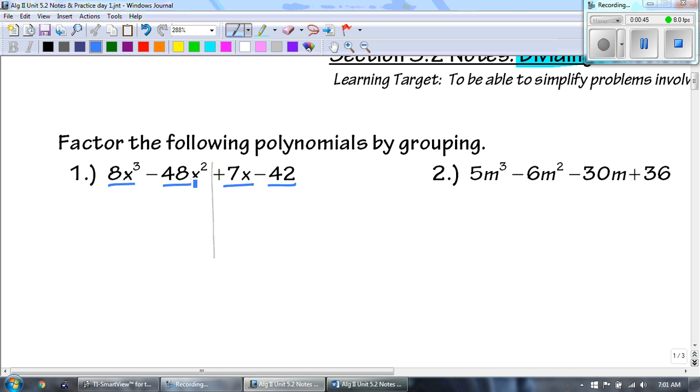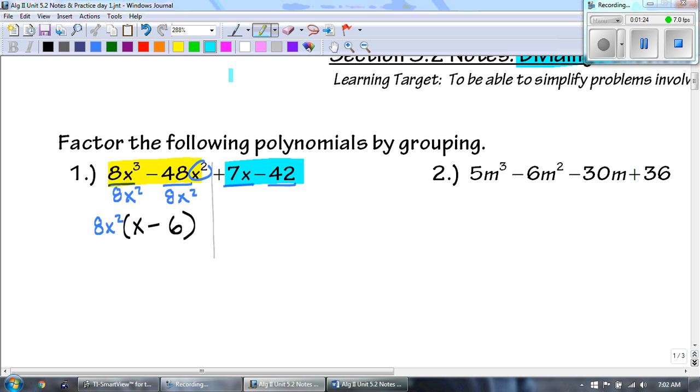So I want to know, what does my first group have in common? What can I take out? Well, I see they both have x's, so I would take out the smaller one, which would be x squared, and then I can factor out an 8. So the 8x squared comes out front, and then 8x cubed divided by 8x squared is x, minus 48 divided by 8 is 6, and my x squared is canceled.